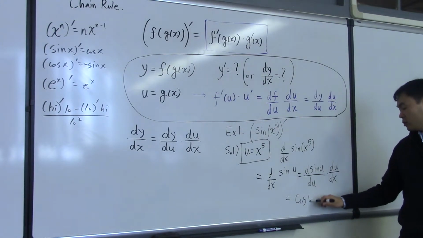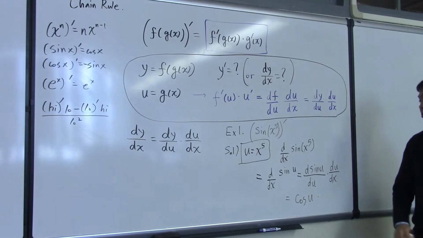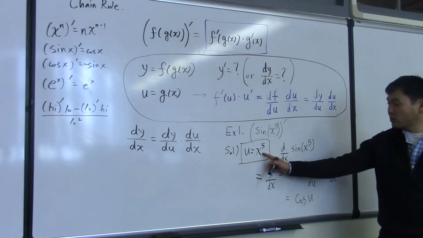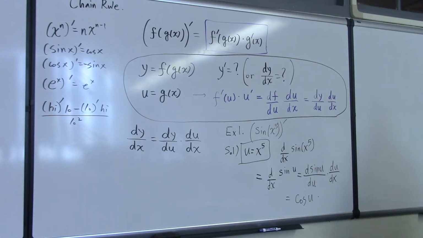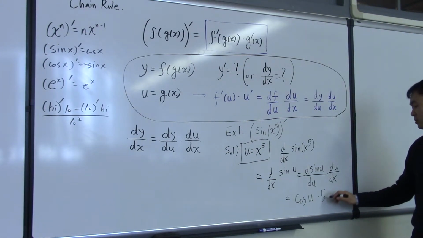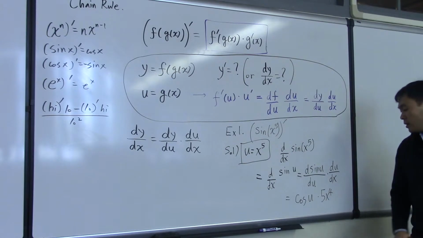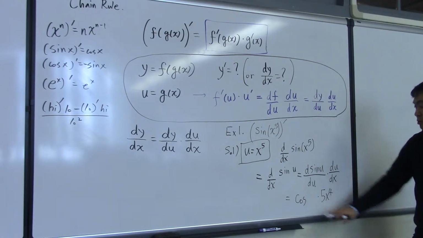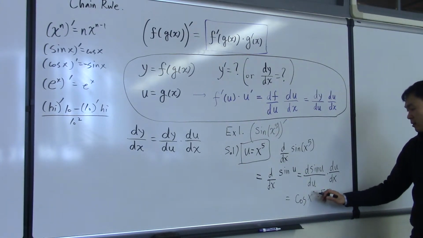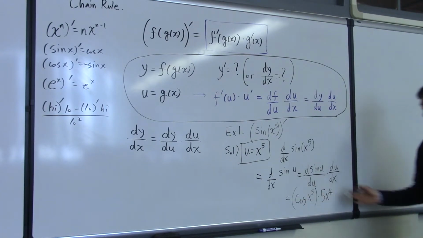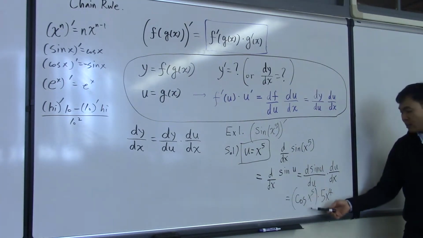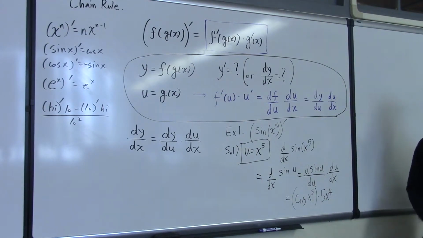Cosine u. What's du dx? U is x to the fifth power, so if you differentiate x to the fifth by x, what do you get? 5x to the fourth, right? And then you can replace this u by x to the fifth power, and that's the answer. The answer is cosine x to the fifth power times 5x to the fourth.